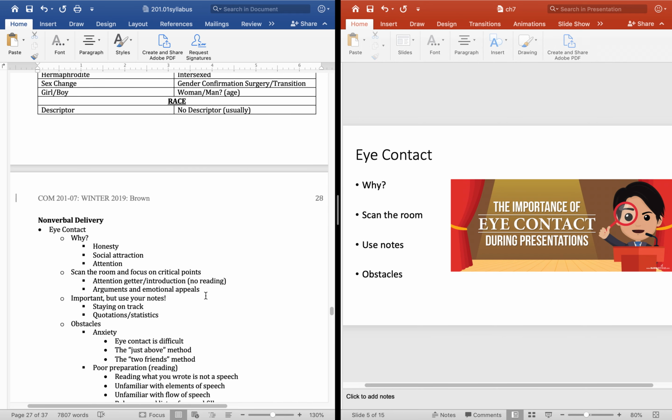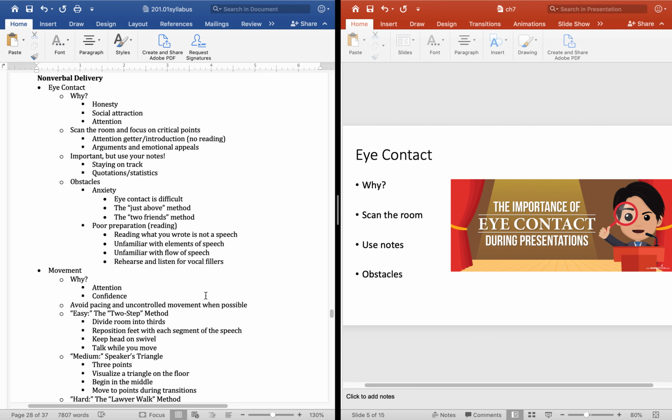nonverbal delivery now. This is on page 28. And we've got some of the basic stuff you would expect with things like eye contact, movement, gestures, that kind of deal. We'll come up to another one at the end here that is nonverbal, but it deals with your voice. So, start us off with eye contact.